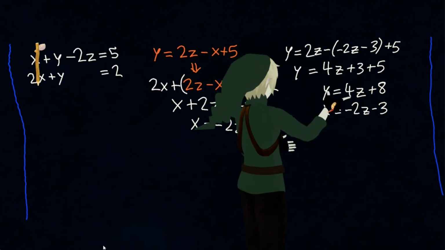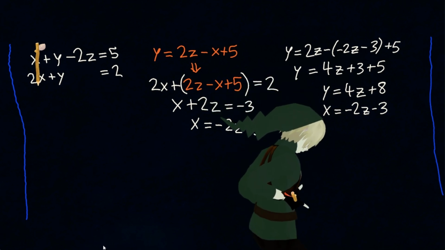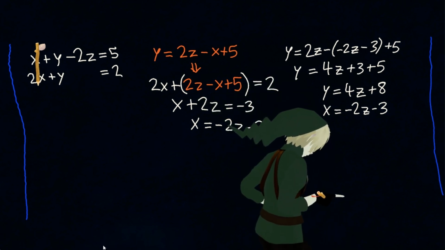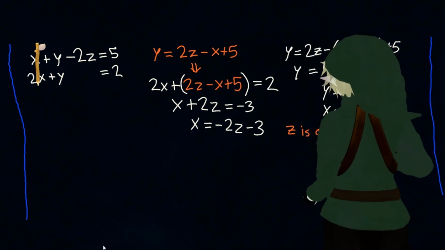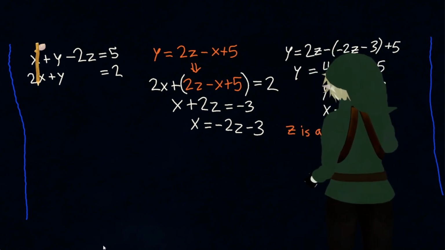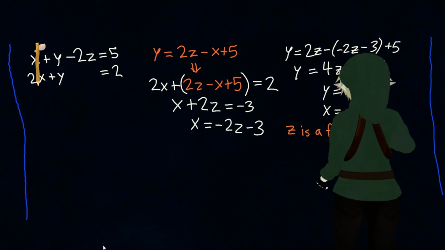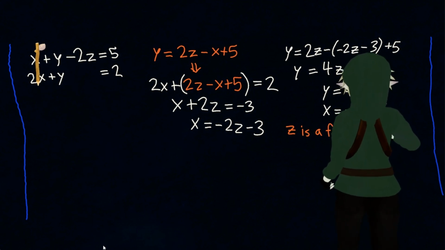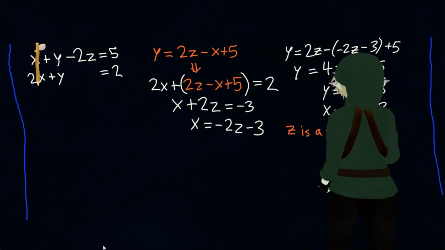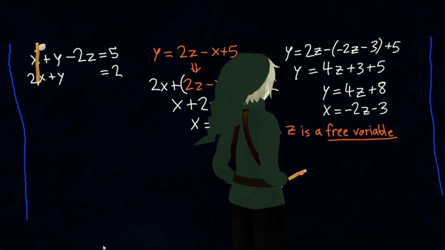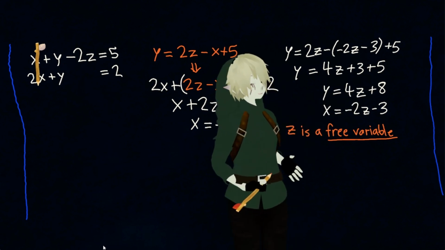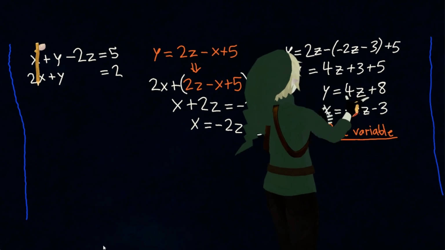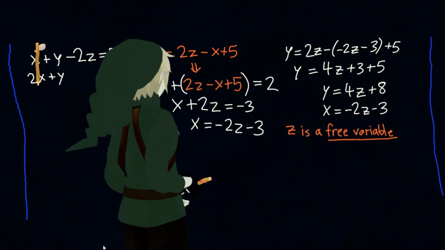Notice that we have to put everything in terms of z. So what this means is that we say that z is a free variable. You're going to see this term a lot in linear algebra. Okay? We call it a free variable. z is a free variable. A variable that we cannot solve for. But that is okay. We put it in terms of z. So z is our free variable.